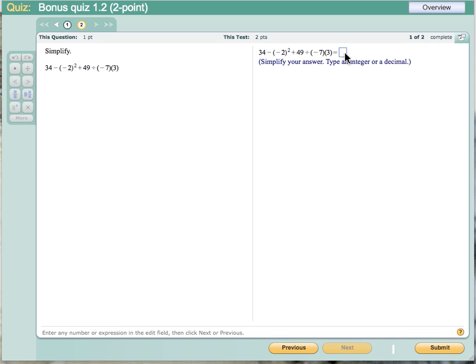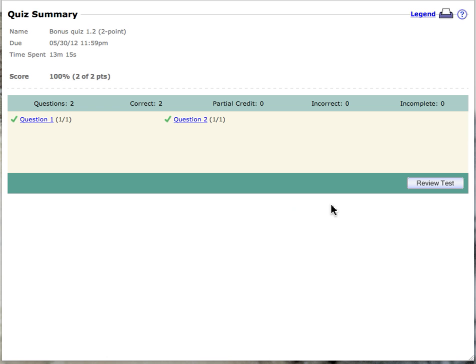Let me click MathXL Live and go ahead and put that in there. And I'll ask it to submit, and we'll see what I get here. I got the first question correct, and I got the second question correct. So 100%.